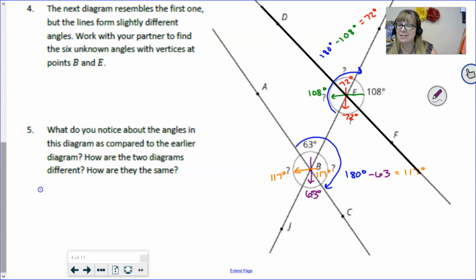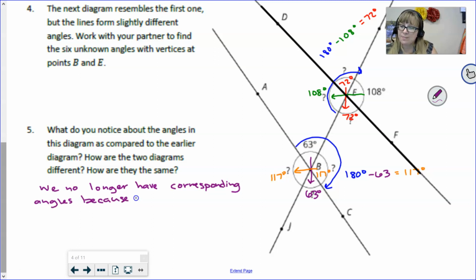Let's make sure we write that down. We no longer have corresponding angles because the lines are not parallel.